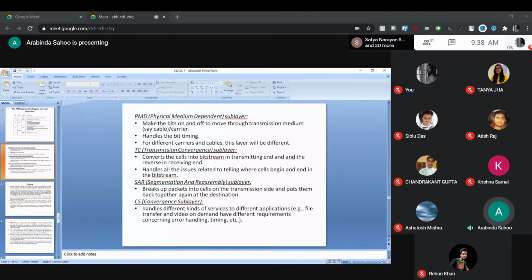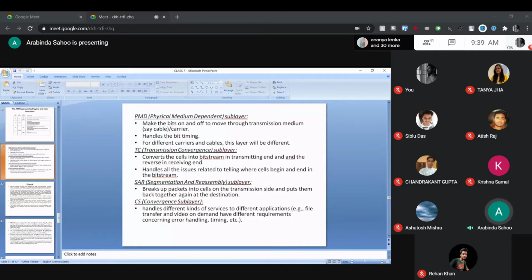Suppose it is transmitted through an optical fiber, this layer may be different in how it transmits. Suppose it is transmitted through a coaxial cable, then in this case the functionality, how to set the bit timing and how to set the bits on and off, may be different.